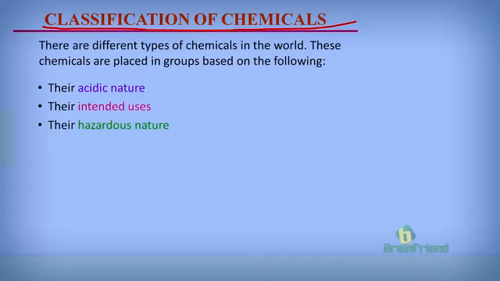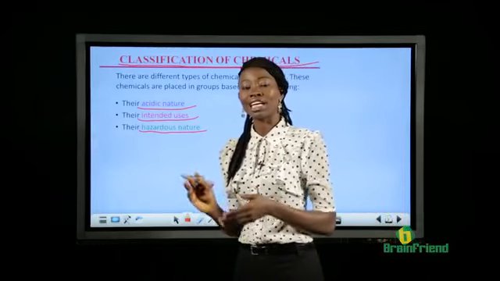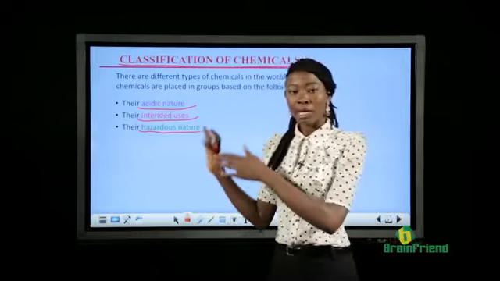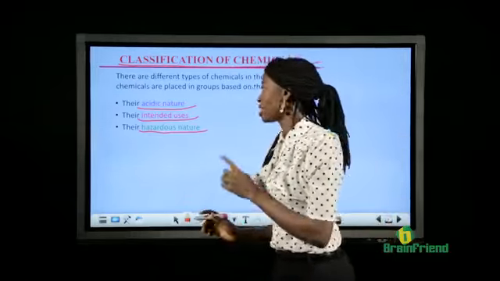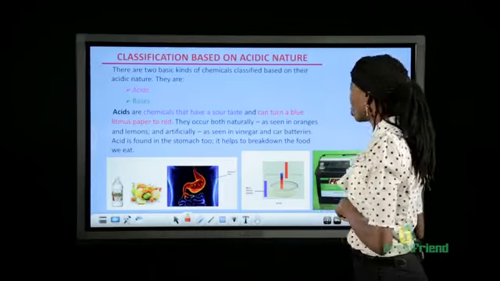So there are different types of chemicals, and they are placed in groups according to the following. The first is based on their acidic nature. The second is based on their intended uses, as in what the chemicals are made to be used for, and the third is based on their hazardous nature. So from this point of the lesson, we're looking at the various groups of chemicals based on these 3 features. Let's take the first one, based on acidic nature.